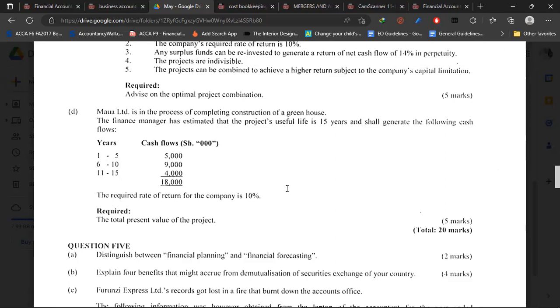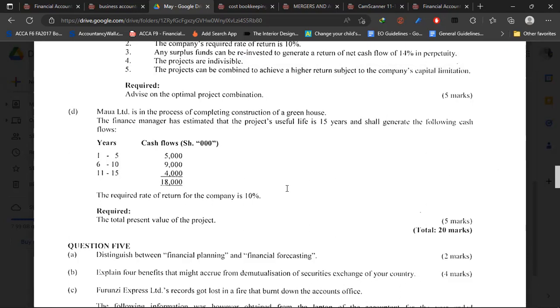That is years 1 to 5. It will generate Kenya shillings 5 million; years 6 to 10, 9 million; years 11 to 15, 4 million. The required rate of return of the company is 10%. Required: the total present value of the project.